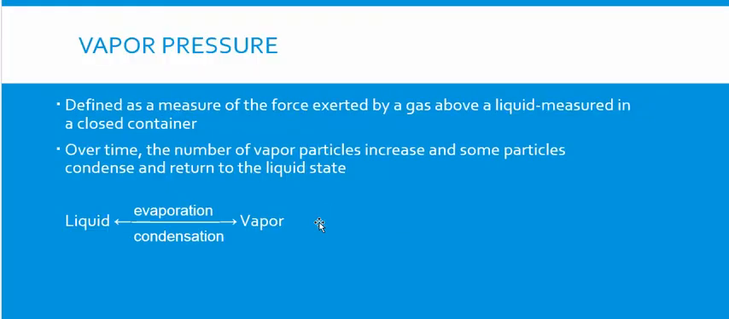Vapor pressure is defined as a measure of the force exerted by a gas above a liquid. It's measured in a closed container, and over time, the number of vapor particles increases and some particles condense and return to the liquid state. So when we're measuring vapor pressure, we have two processes that are occurring: evaporation, which is the liquid to vapor conversion, and condensation, which is the vapor to liquid conversion.